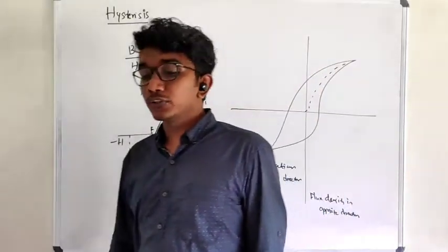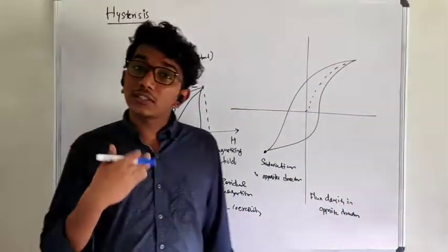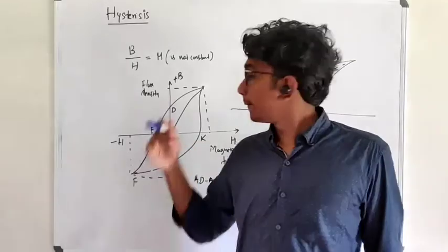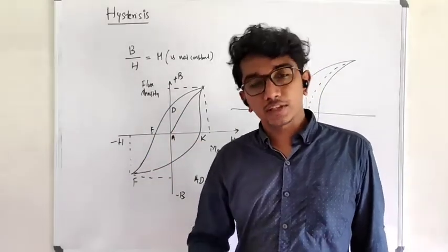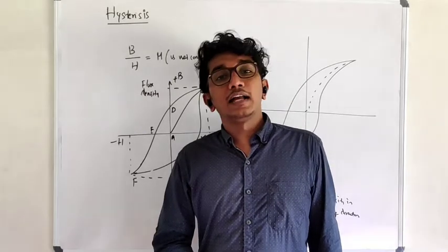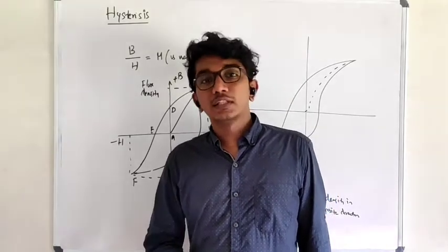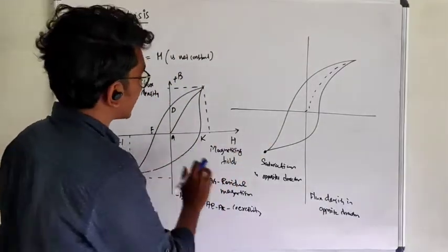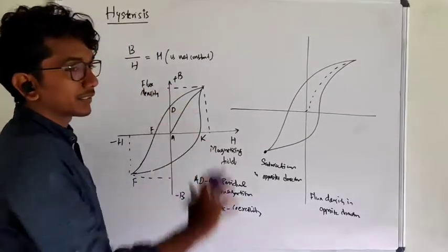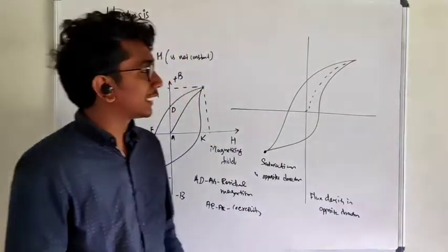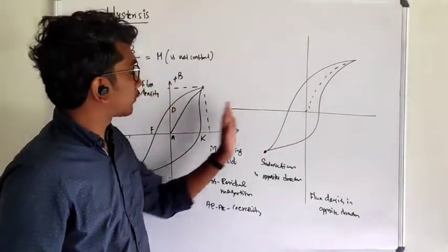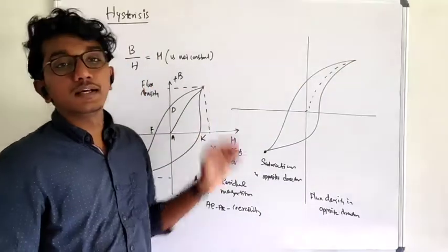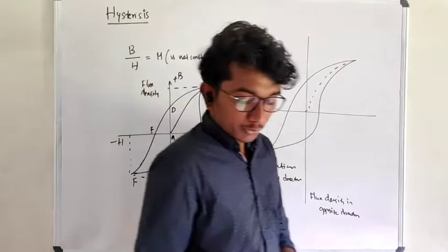So if it is not linear, then how would it be? How would B vary with respect to H, or vice versa? Let's talk about that. For that, first we will consider two loops, from two separate materials. The first one is this, and then this one. Let's discuss this one first, then we'll move on to the second one. You might have noticed the difference between them: one is a kind of narrow loop, and this is more of a flat loop.